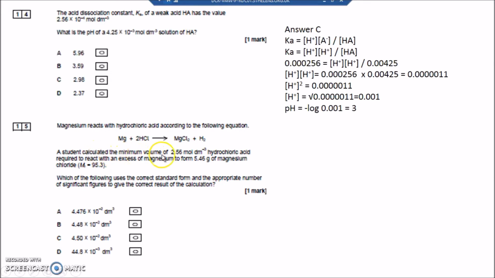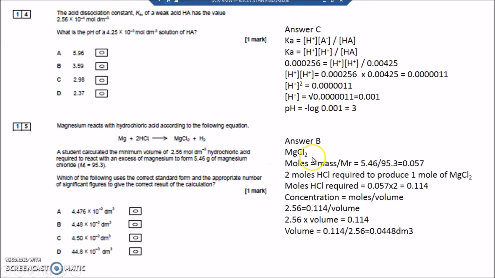Magnesium reacts with hydrochloric acid according to the following equation. A student calculated the minimum volume of 2.56 mole per decimeter cube hydrochloric acid required to react with excess magnesium to form 5.46 grams of magnesium chloride, MR 95.3. Well, first off, I've been given grams of magnesium chloride and I've been given MR, so they must want me to work out moles of magnesium chloride. Moles is the mass divided by MR, 5.46 divided by 95.3. I've got 0.057 moles of magnesium chloride.